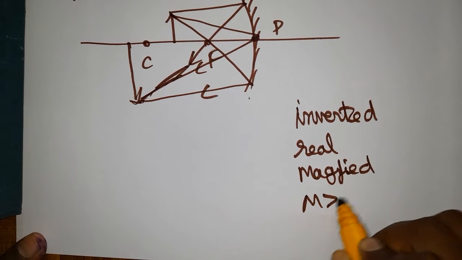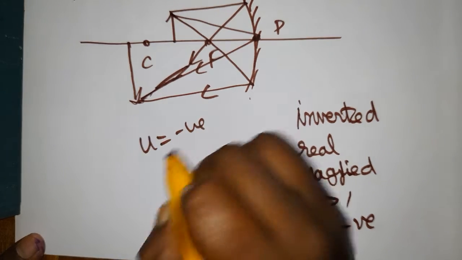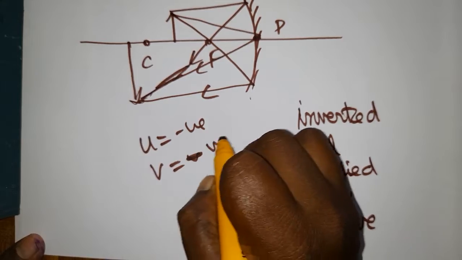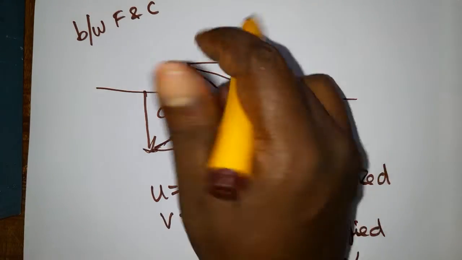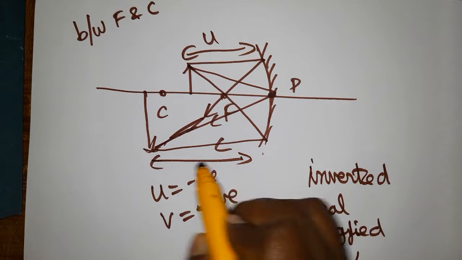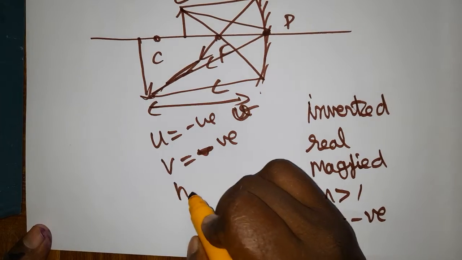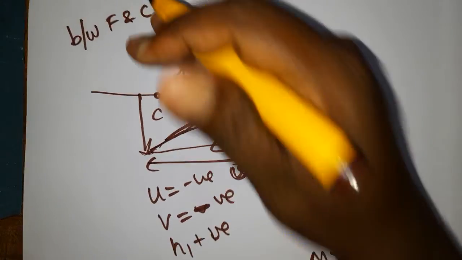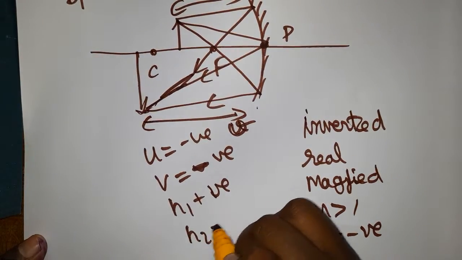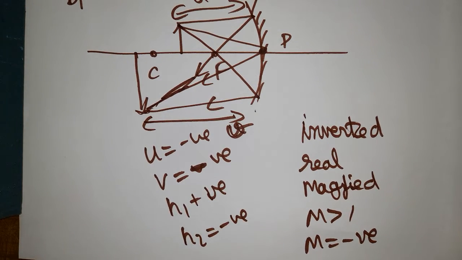m is greater than 1. m is going to be negative. u is going to be negative, v is going to be negative, because they are on the left side of the pole center. Object distance u is left side, v is also left side. What about h1? h1 is always positive because it is above the principal axis. h2 is going to be negative. So you will get a real, inverted, magnified image.